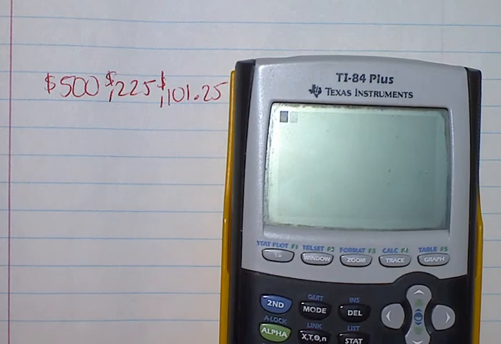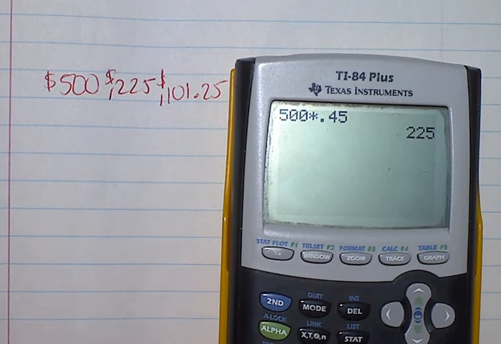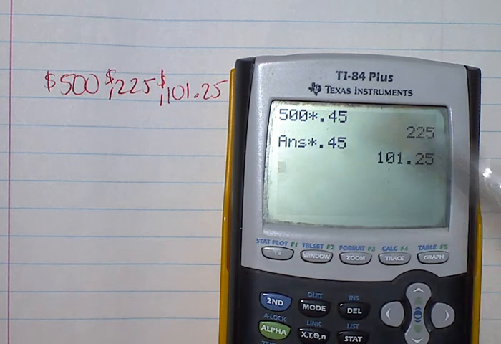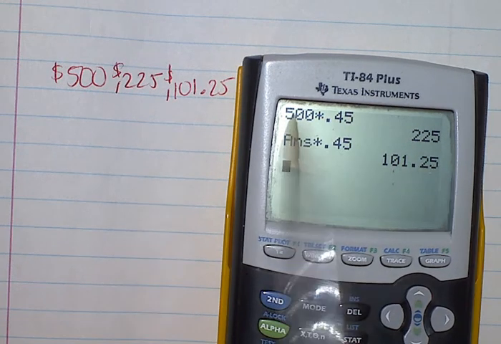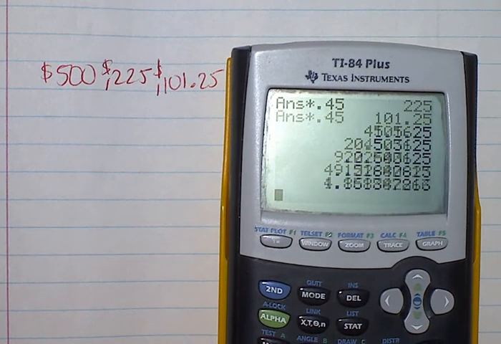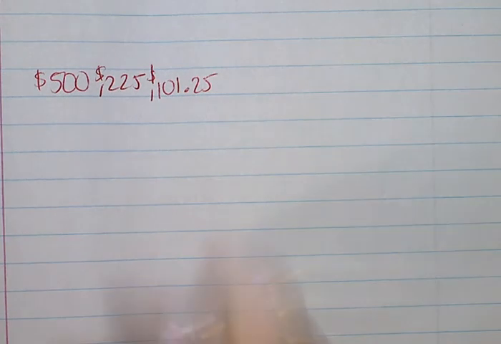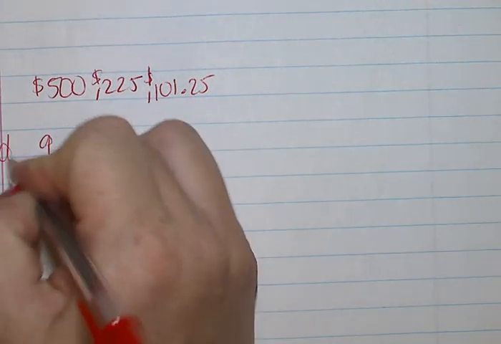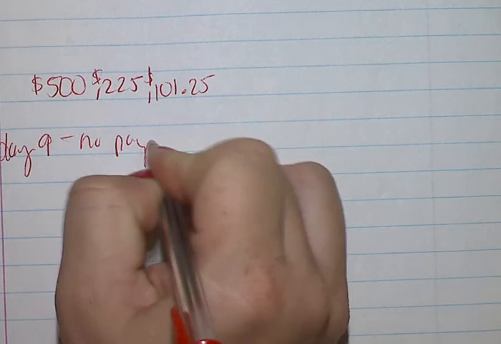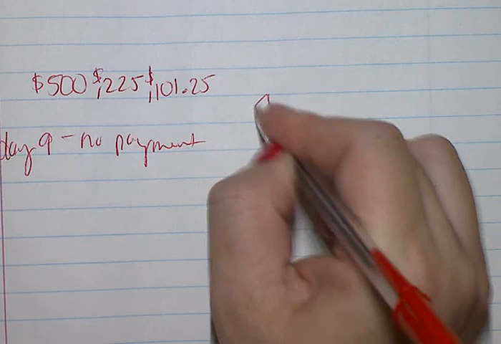Type in 500. We know that's day 1. Take it times 0.45. This is day 2. Take it times 0.45 one more time, so we've done this action twice. The calculator again is going to remember this. So there's day 1, 2, and 3. Day 4, 5, 6, 7, 8. Does he get a payment on day 9? Why? Okay, so on day 9, there is no payment. Day 9, no payment. And we want to add up all the payments. We want to add up 1 through 8. So let's find the sum of the first 8.